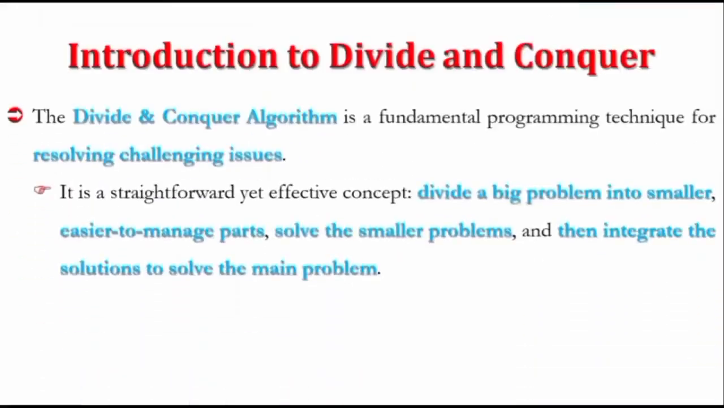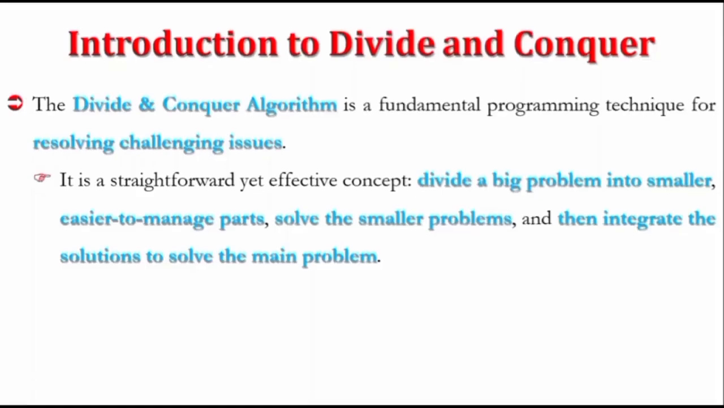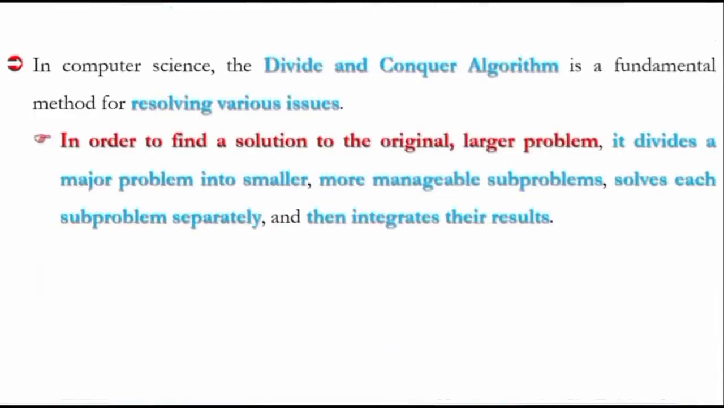The divide and conquer algorithm is a fundamental programming technique for solving challenging issues or difficult problems. It is straightforward, yet it is an effective concept. That means it divides a big problem into smaller, easier to manage sub-problems, solves the smaller sub-problems independently, and at the end integrates the solutions to solve the main problem. In computer science, divide and conquer is a fundamental method for solving various issues or challenging tasks.